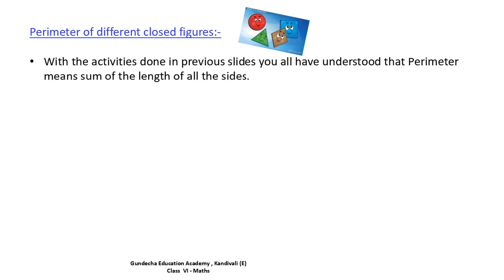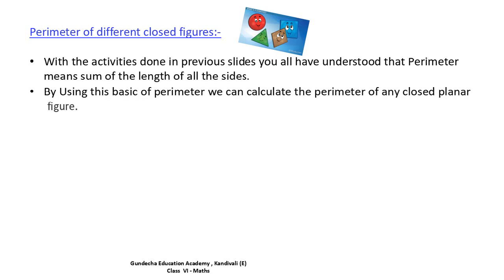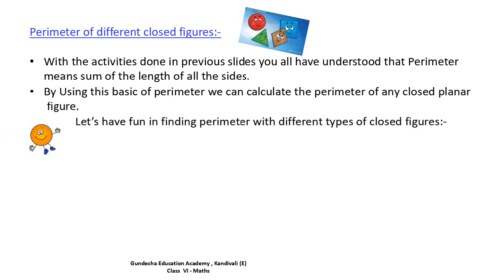Now we have found the perimeter of rectangle and square, and we have derived the formula also. Now what about the other closed figures? How can we find the perimeter of different types of closed figures? The basic will remain the same, that to find the perimeter of any closed planar shape, we add the length of all the sides. Let's start with triangle.